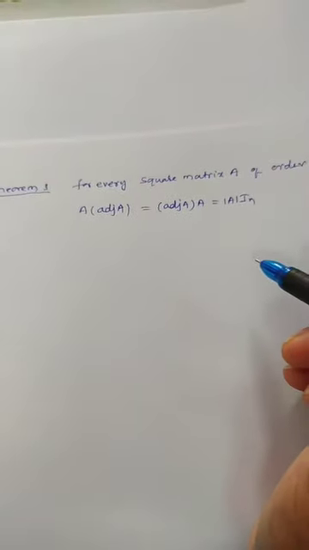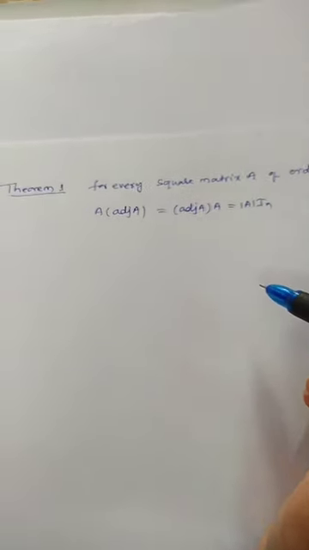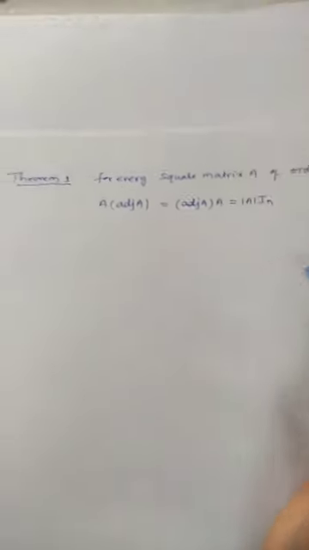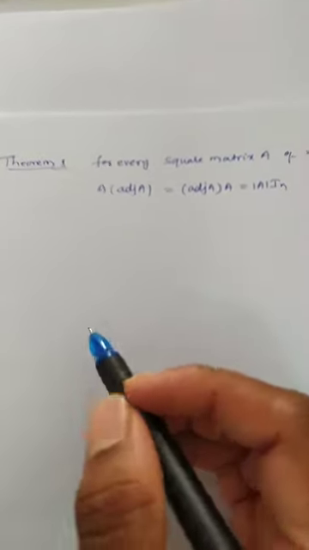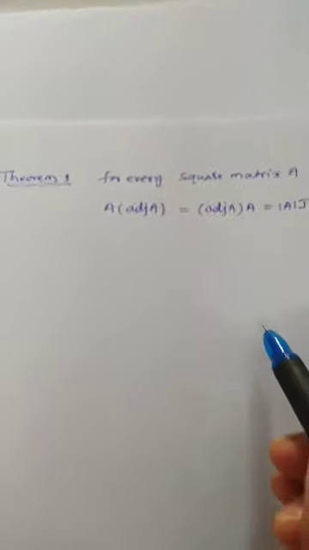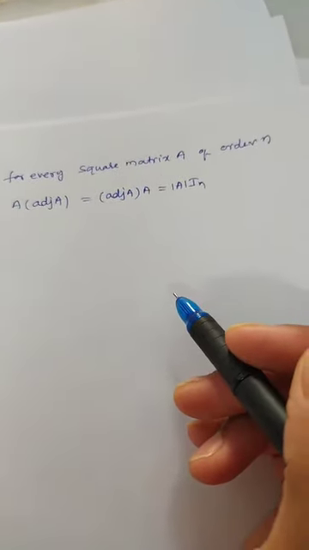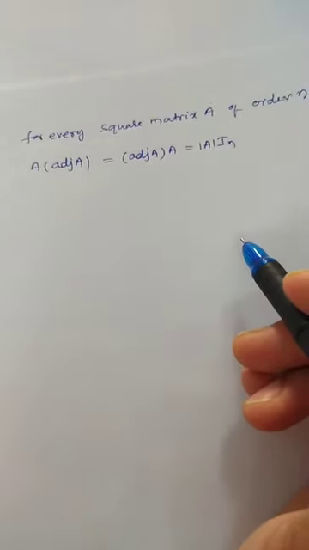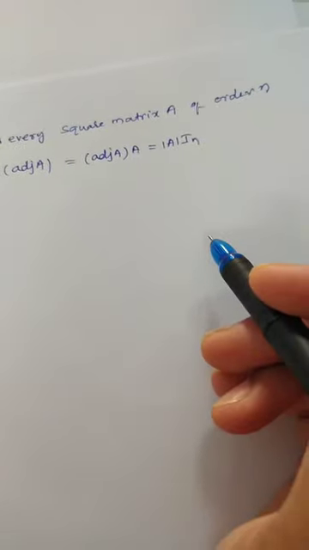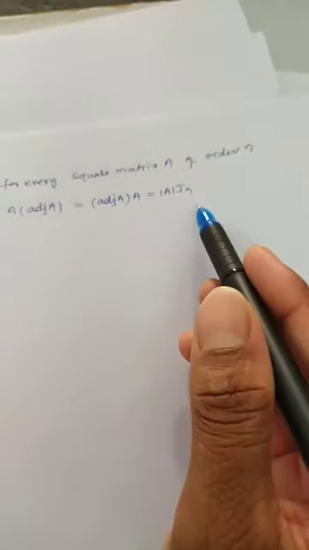Students, in the last class we studied how to find the adjoint of a square matrix and how to find the inverse of a non-singular square matrix. Today I am going to teach theorems on the adjoint and inverse of a square matrix. First theorem: for every square matrix A of order n, we have A into adjoint A equal to adjoint A into A equal to det A into I_n.